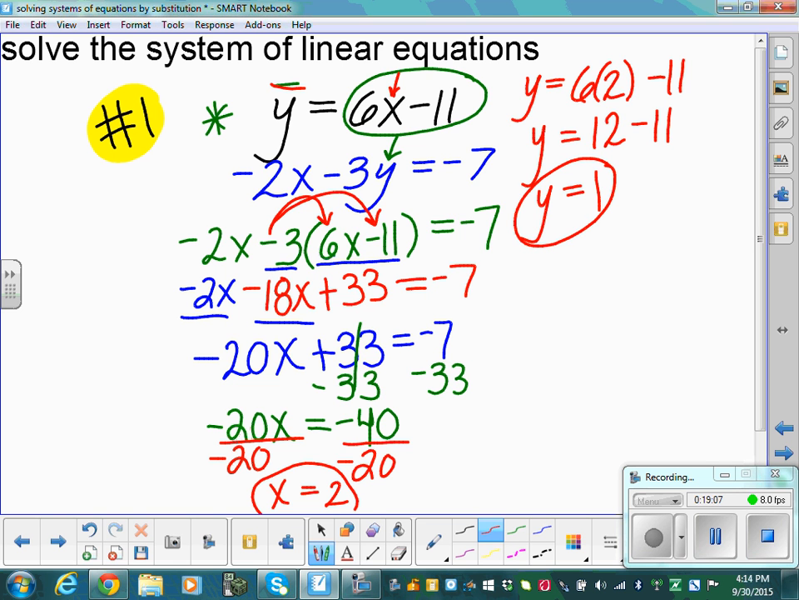We found x, we found y. We write our final answer as x comma y points. So x is 2 and y is 1. So our final answer will be 2 comma 1.